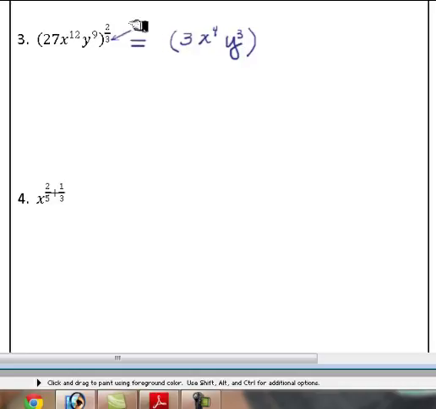All right, so we took a cubed root, and now we're going to square what's in the parentheses. So let's do that. So here we have 3 squared is 9. X to the 4th squared, multiply those exponents, and we have x to the 8. And y cubed squared, multiply those exponents, and we have y to the 6.